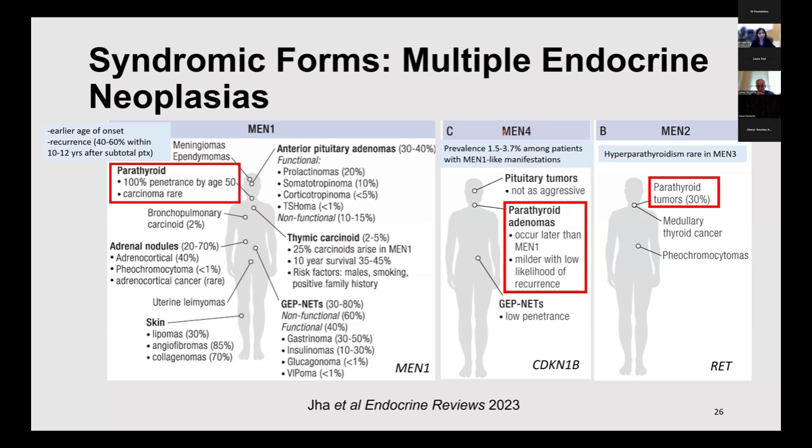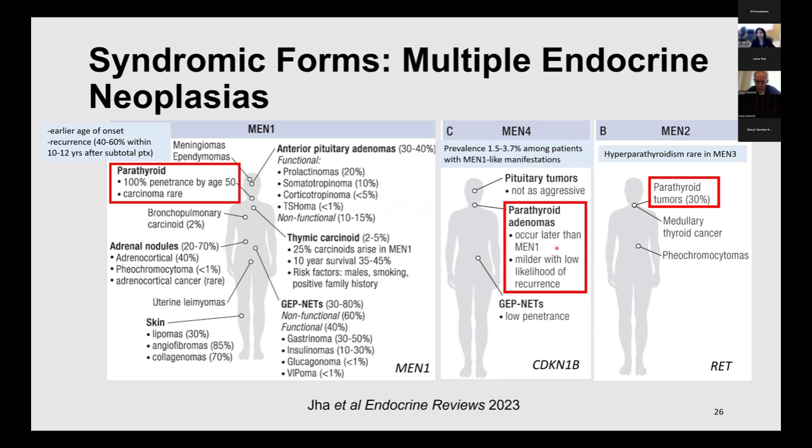We'll go out of sequence a little bit, but the next condition I wanted to talk about is MEN4, or multiple endocrine neoplasia type 4. Again, this is caused by a loss of function mutation in the cyclin-dependent kinase inhibitor 1B gene. The manifestations mimic MEN1. It has a prevalence of up to 4% in patients that present with MEN1-like manifestations. So again, young patients presenting with hypercalcemia. What we need to keep in mind is that these patients generally have a milder disease course.